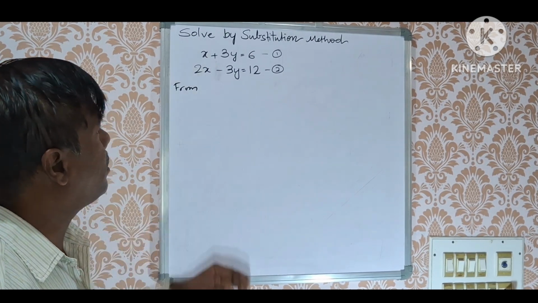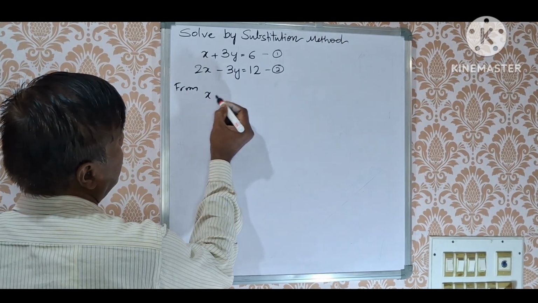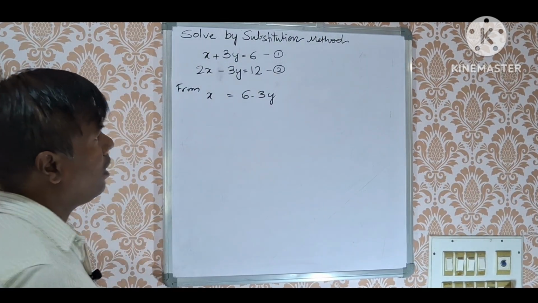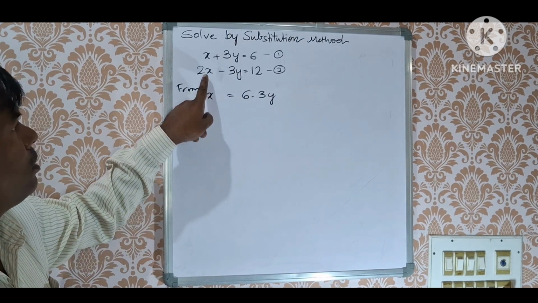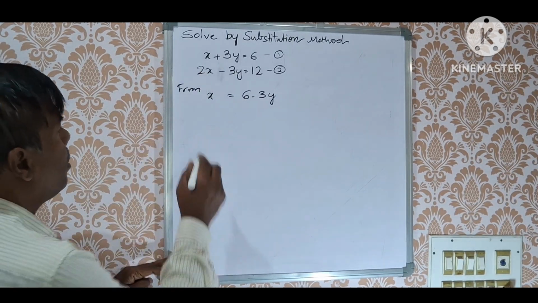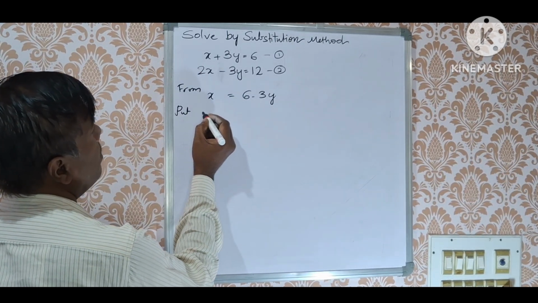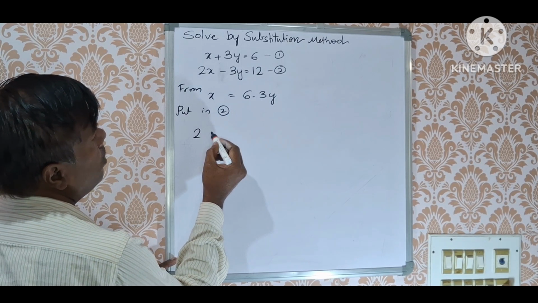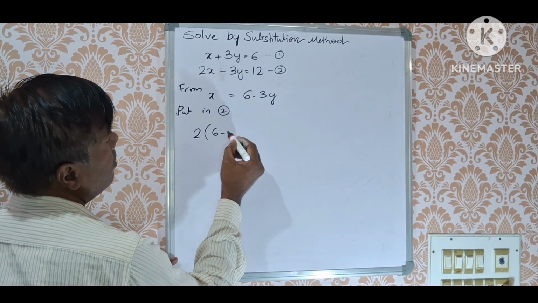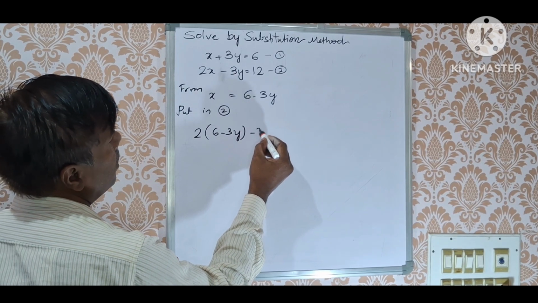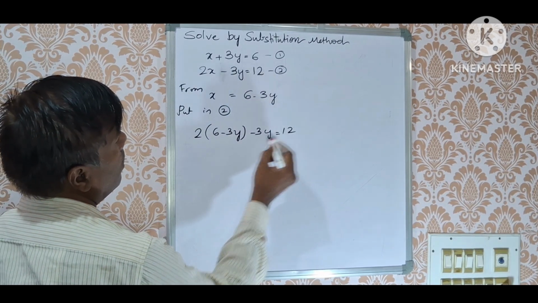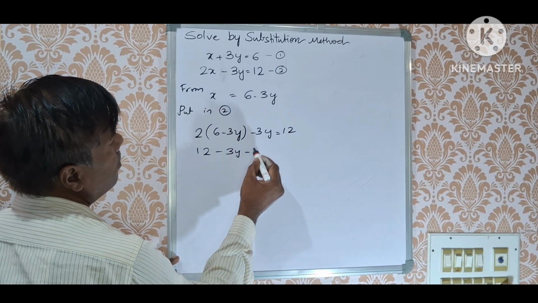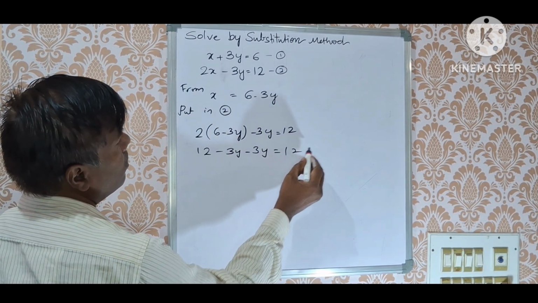Now I select the first equation. Keep x on this side and I take the remaining to the opposite side. Now this value of x I substitute in the second equation. Put the value of x in equation 2. Then equation 2 becomes: 6 minus 3y, minus 3y equals 12. 6 into 2, 12, minus 3y equals 12.